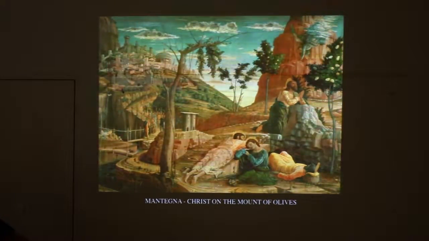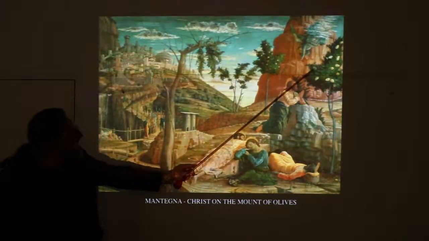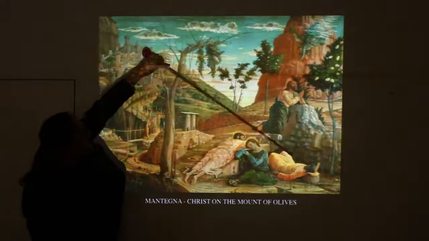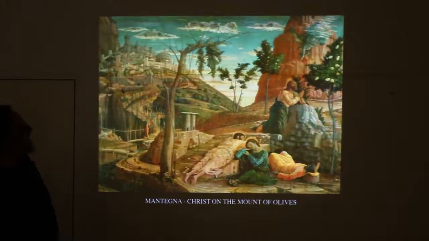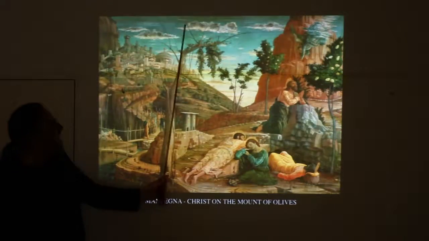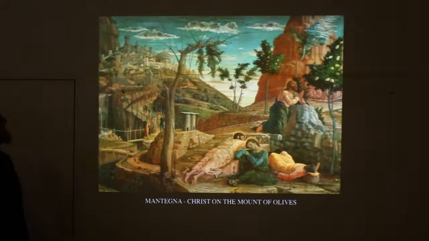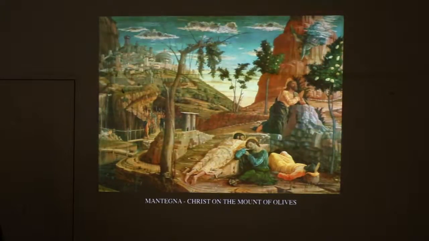Obviously, there are strong diagonals in this composition. A strong diagonal here, a strong diagonal there. There's a strong vertical here, right? Are these things randomly placed, or is there some underlying order and structure to all of this?